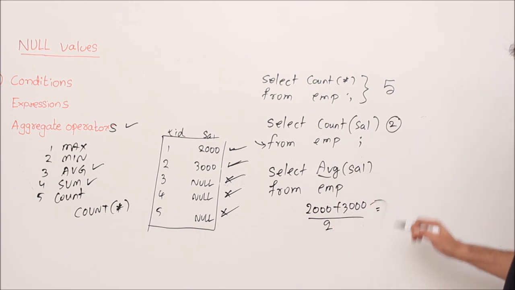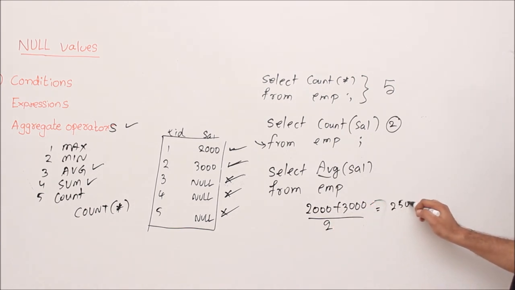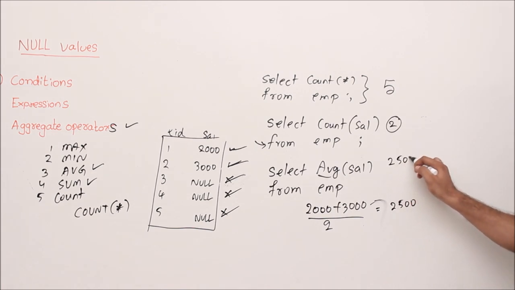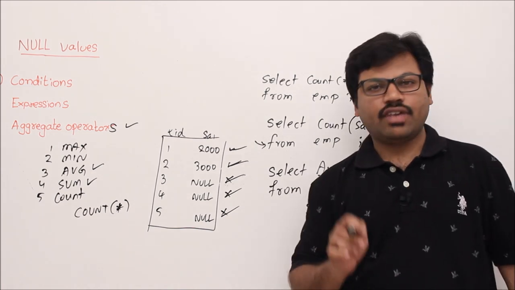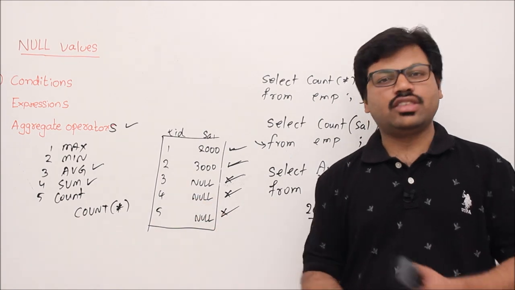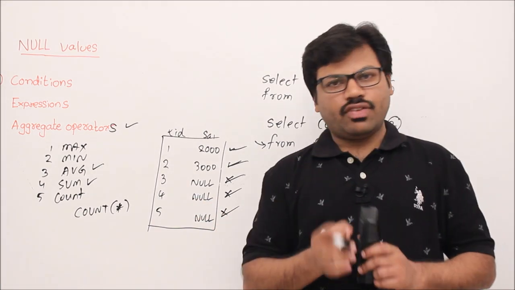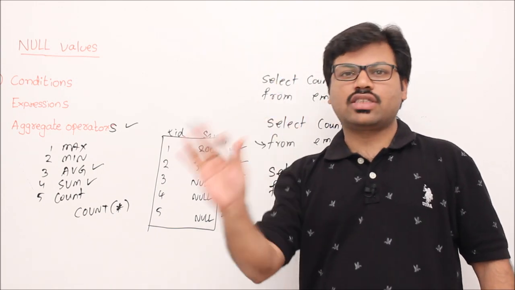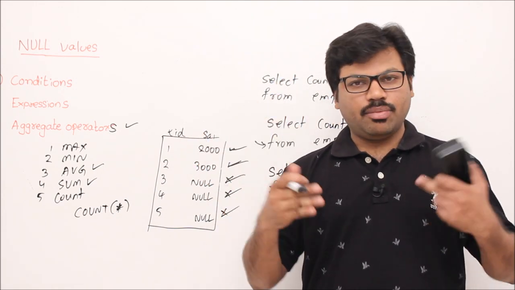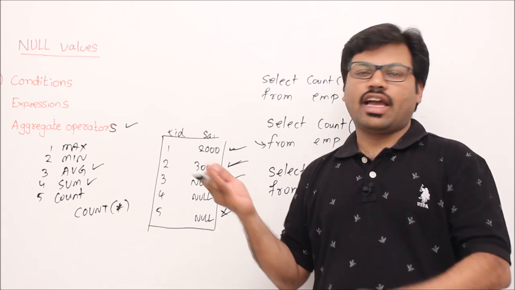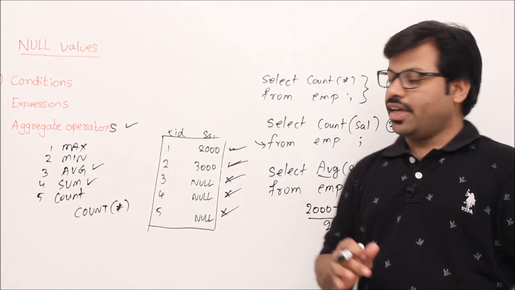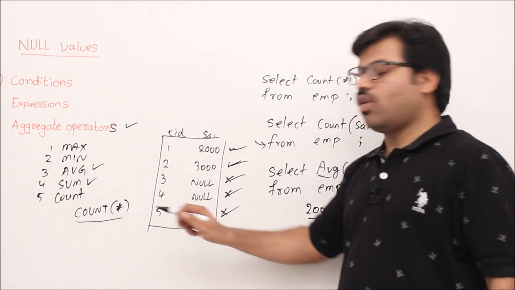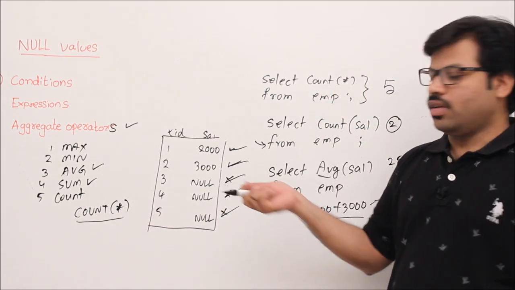So it will be 5000 by 2, which is nothing but 2500 here. So finally remember, the average aggregate function also discards null values. Very simple. Every aggregate function which I explained to you simply discards null values first, and later the calculations are done on the remaining resultant table. Remember it, except count star, but count star counts null values also, right?